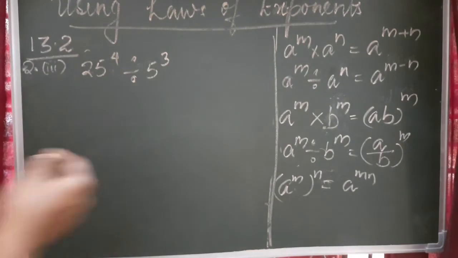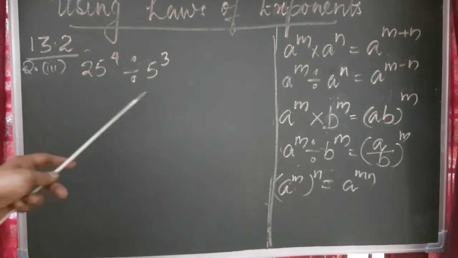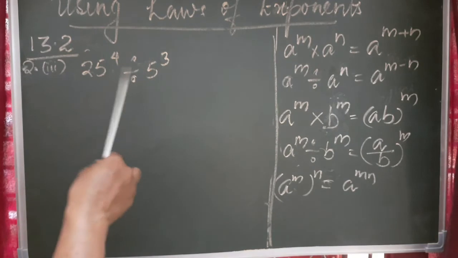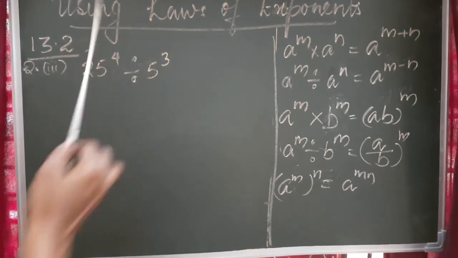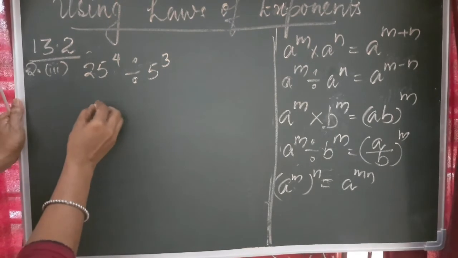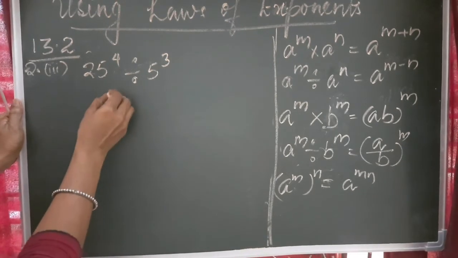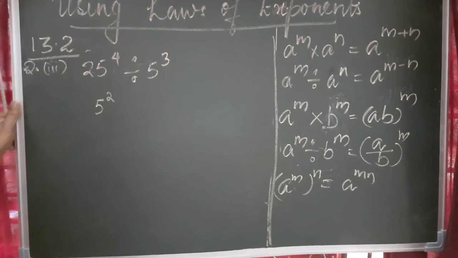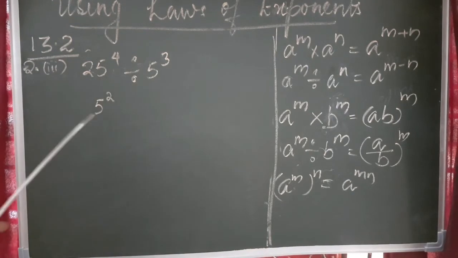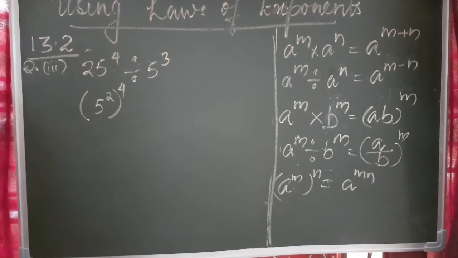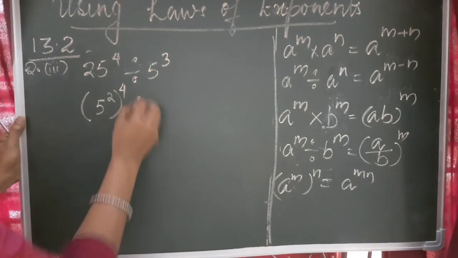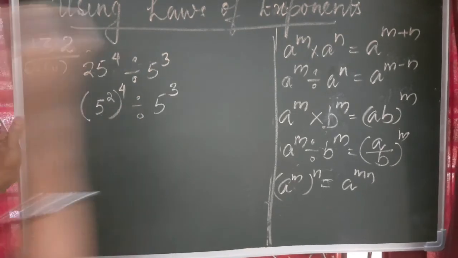Look at the third part, 25 raised to 4 divided by 5 raised to 3. Here we have to write 25 in the form of base 5. So 25 can be written as 5 raised to 2, because 5 fives are 25. So (5 raised to 2) whole raised to 4 divided by 5 raised to 3.